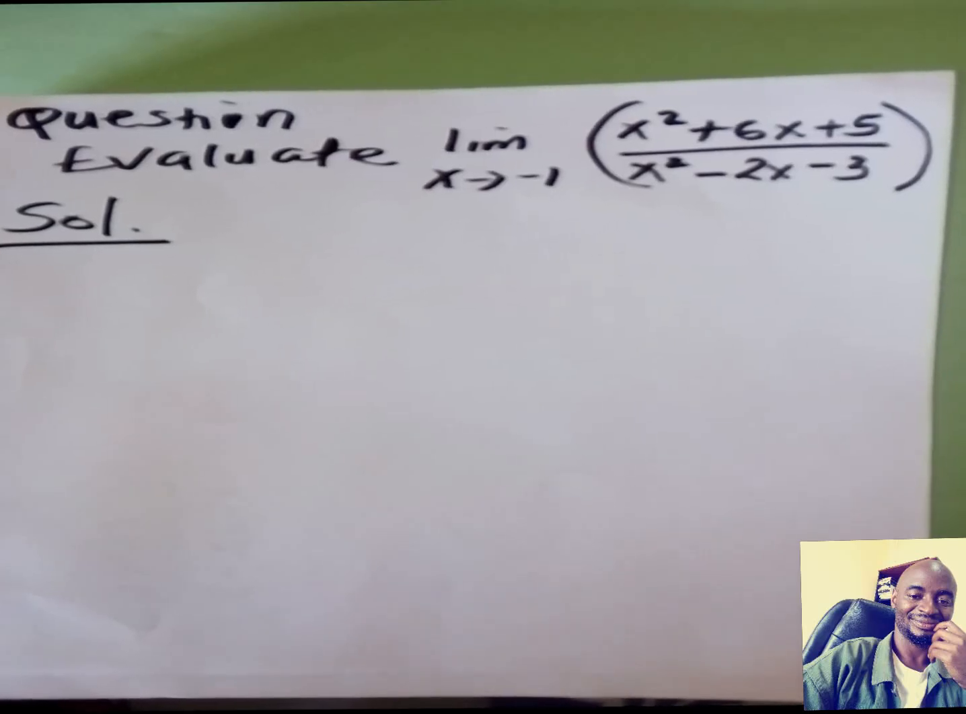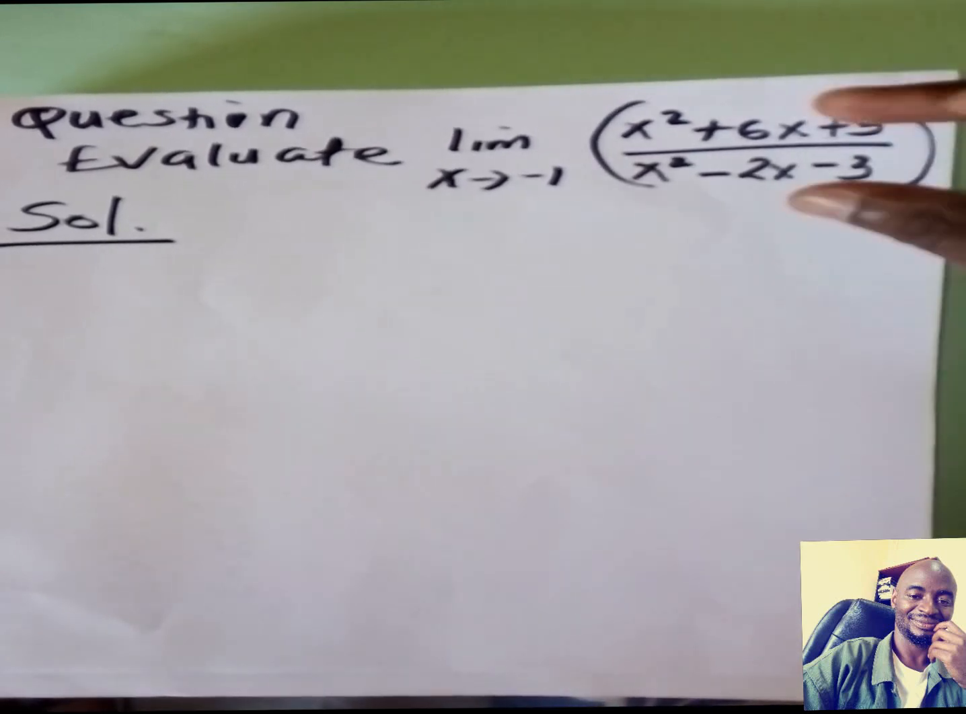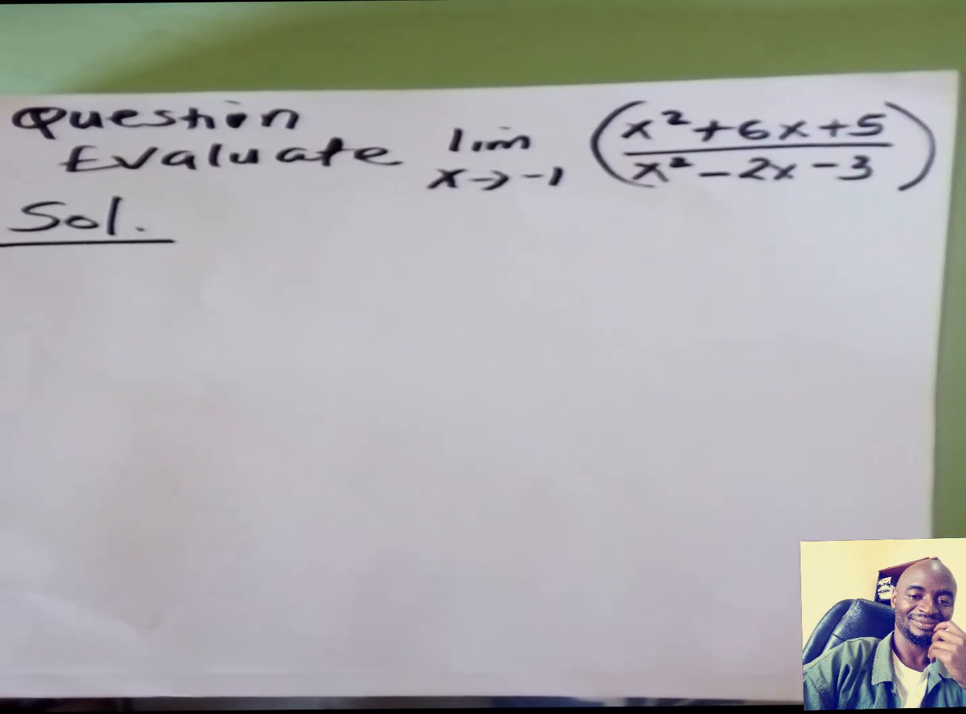Today we want to evaluate a limit as x goes to -1 of the given statement. So how do we work it out? The first thing that we need to do is make sure that the quotient, the fraction that we are given, we simplify it. Then whenever there is x, we are going to replace it with -1. For us to simplify the given statement, we have to factorize the numerator and the denominator.